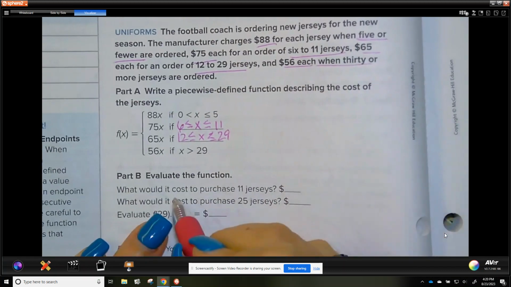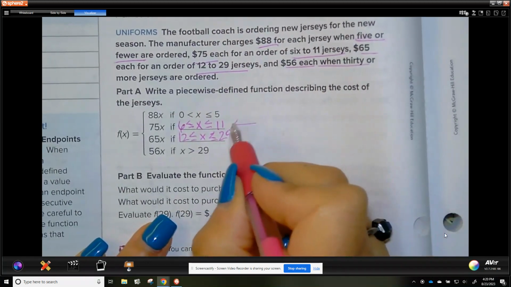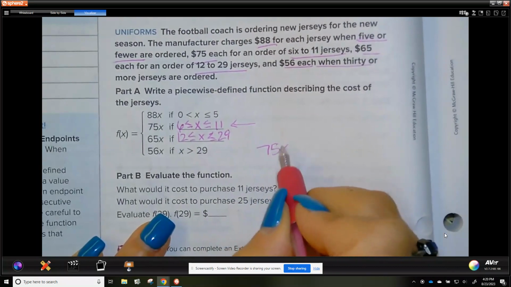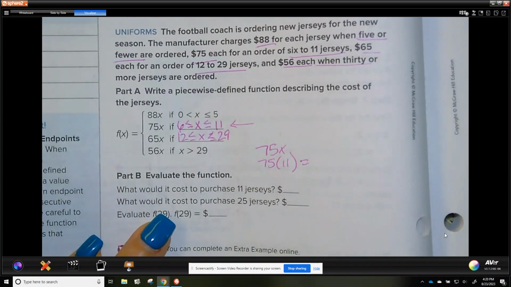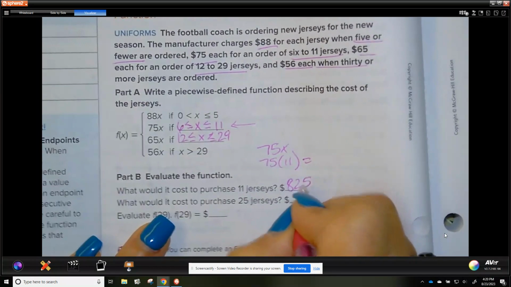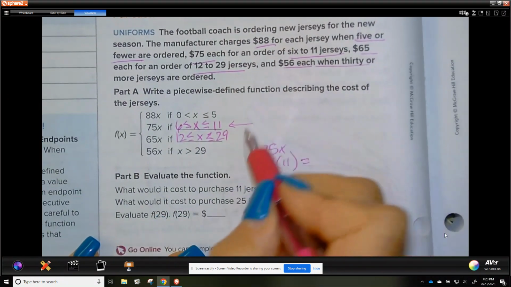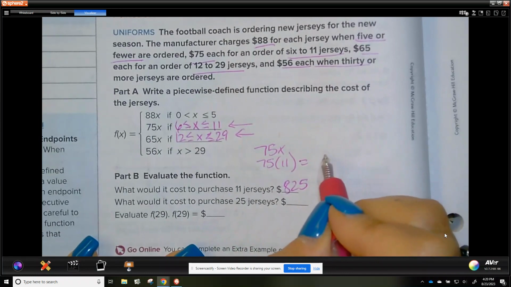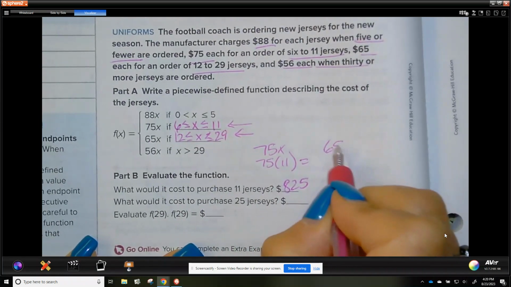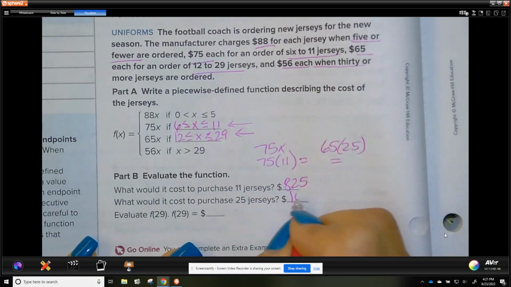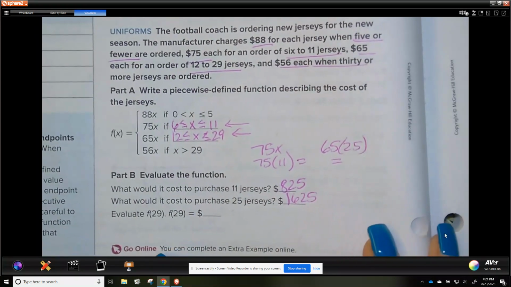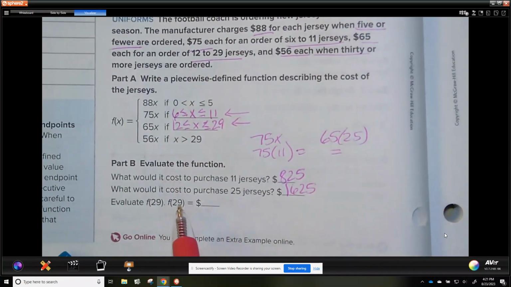Okay, so how much would it cost to buy 11 jerseys? 11 jerseys is right there. So we get 75x. So 75 times 11, and we get 825. How about for 25? 25 is in this range. So we get 65 times 25, and we get 1625.